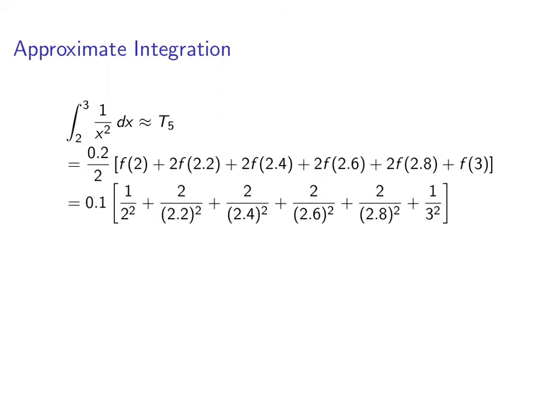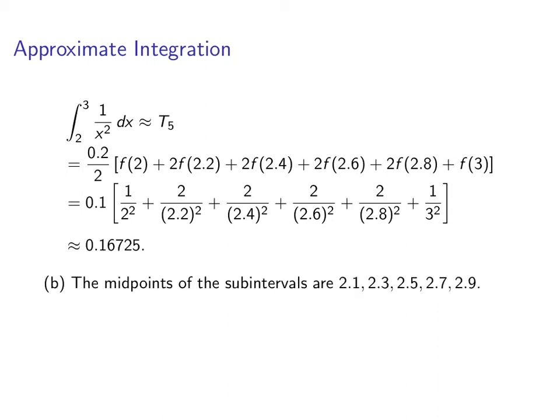Now we just need to plug everything into our function, which was 1 over x squared. And I don't want to get too fancy about this. Just plug all this stuff in your calculator and add them up, and you end up with 0.16725, approximately.